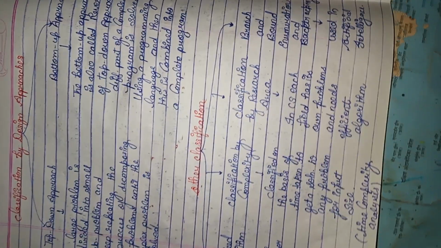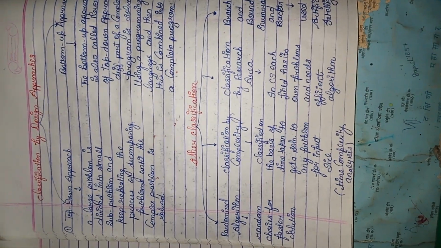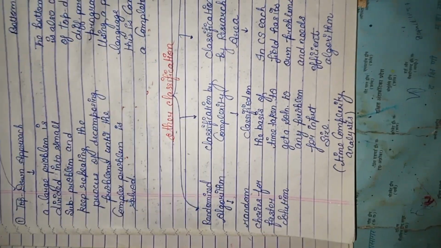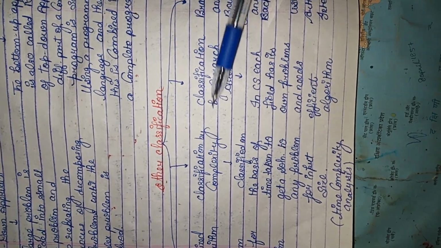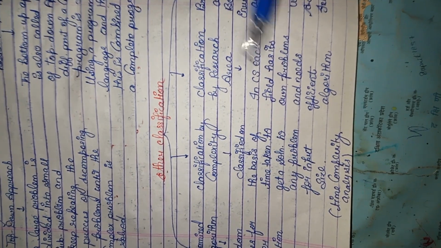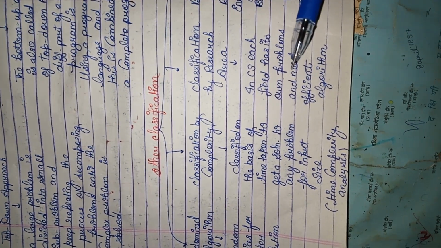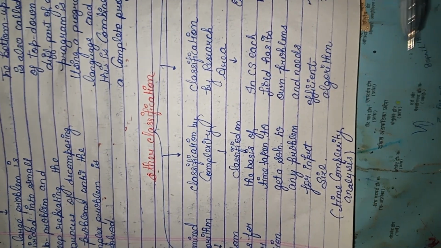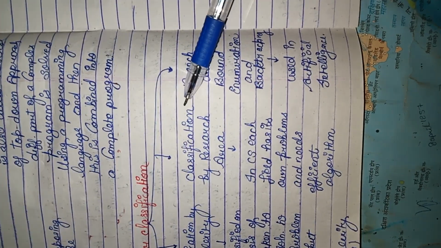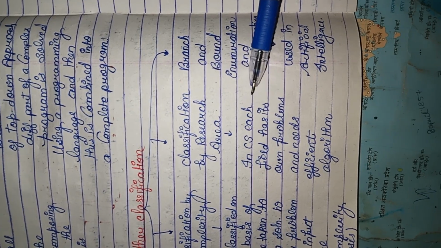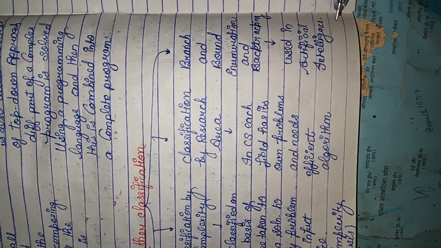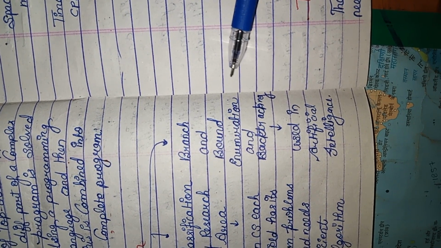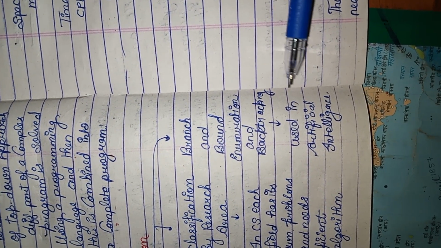Now our last, that is other classification. Randomized algorithm, random choices for faster solution. Classification by complexity, classified on the basis of time taken to get a solution to any problem for input size, time from complexity analysis. We will analyze the term complexity. Classification by research area. In computer science, each field has its own problems and needs efficient algorithms. Branch and bound, enumeration and backtracking are used in artificial intelligence.